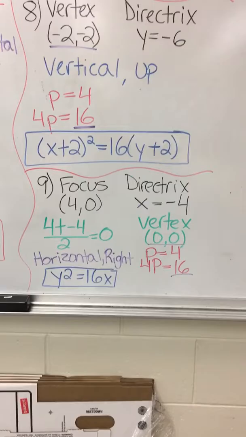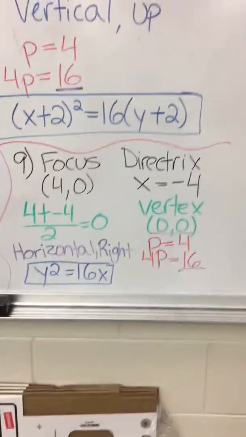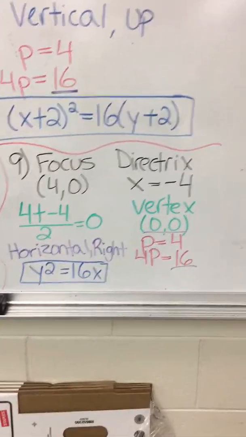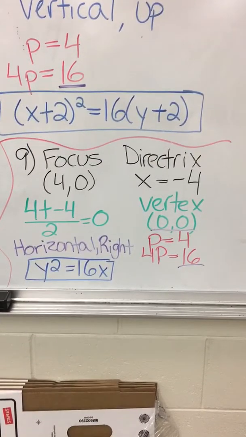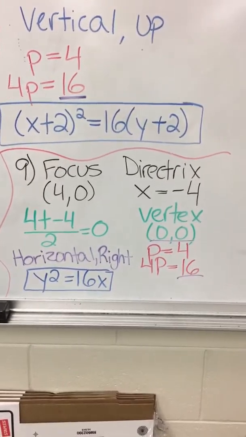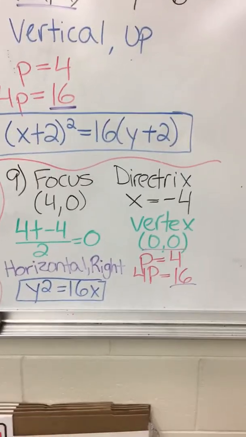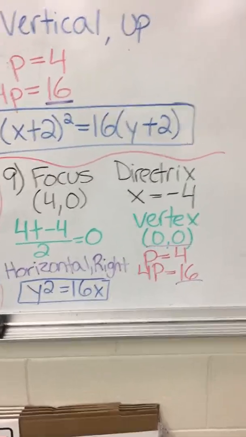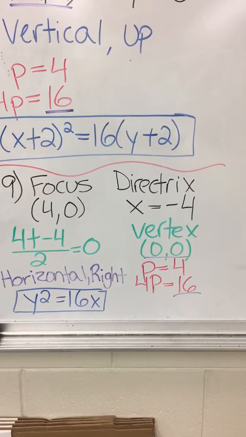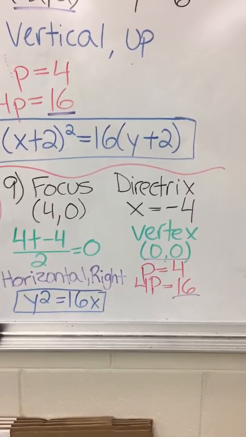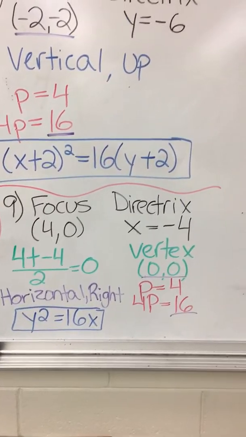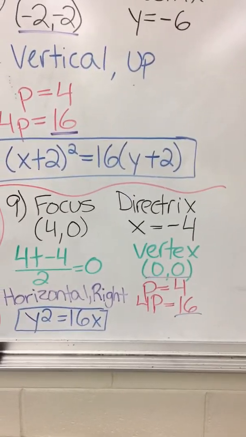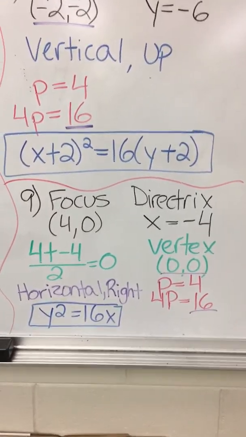Last but not least, yes, we only have 9 problems this time. So it's going to be a shorter one. We normally have 12. In this case, you have a focus and a directrix. So you have one end of the graph and the other end of the graph. What you need to do is find the middle coordinate, which is going to be your vertex. So you are given a focus at 4, 0 and a directrix at x equals -4.